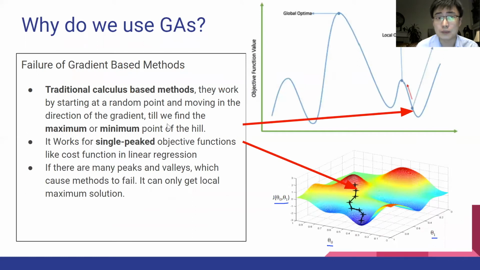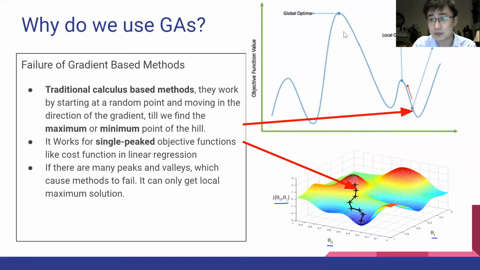Another reason is the failure of the gradient-based method. You know, the gradient-based method is a traditional calculus-based method. So they work by starting at a random point and moving in the direction of the gradient until we find the maximum or minimum point at the hill.